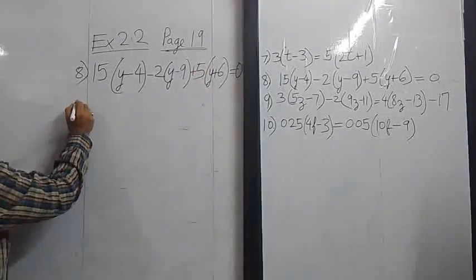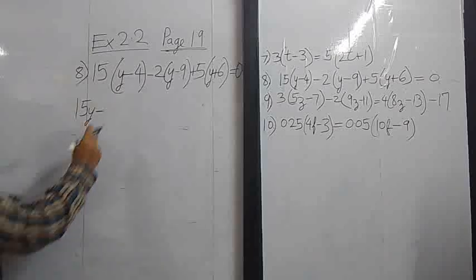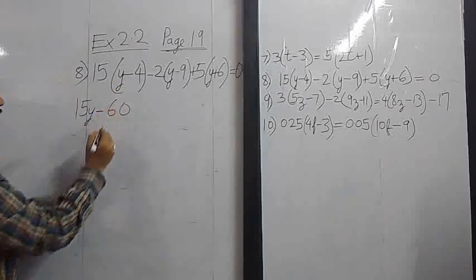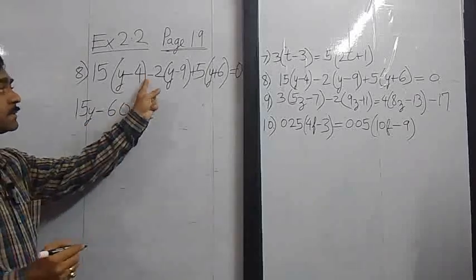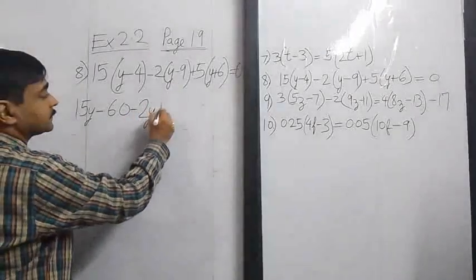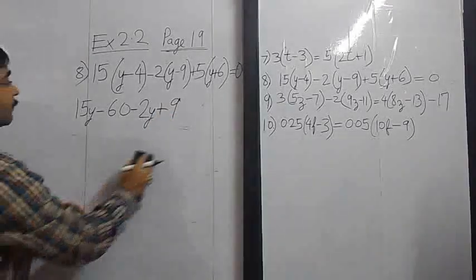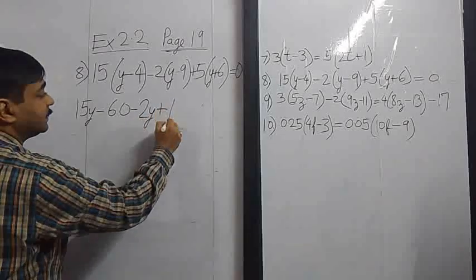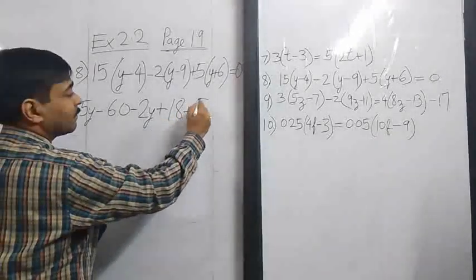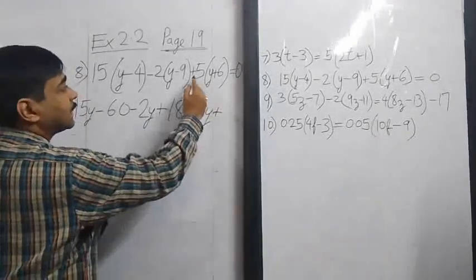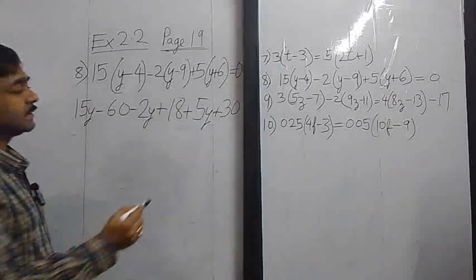Let us open the bracket. 15y minus 15 4s are 60. 15 into 4 is 60 minus 2y, minus multiplied by minus becomes plus 2 into 9. 9 times 2 is 18, plus 5y plus 5 into 6 is 30. 5y plus 30 equals 0.